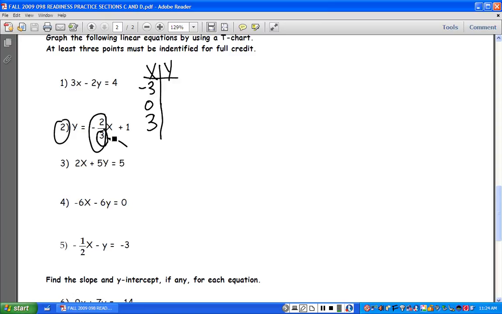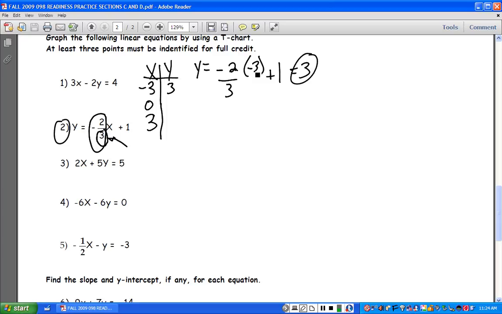Alright, so y equals negative 2 times negative 3, because x is negative 3, over 3 plus 1. Alright, so a negative 2 times the negative 3 is a positive 6. 6 divided by 3 is 2. 2 plus 1 is 3. So when I plug in a negative 3, the answer is 3.